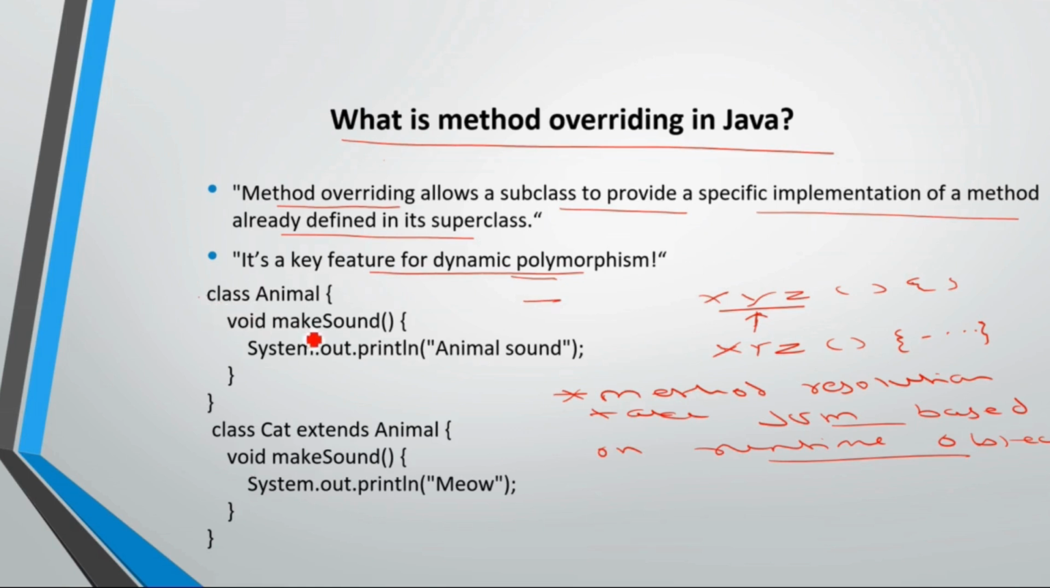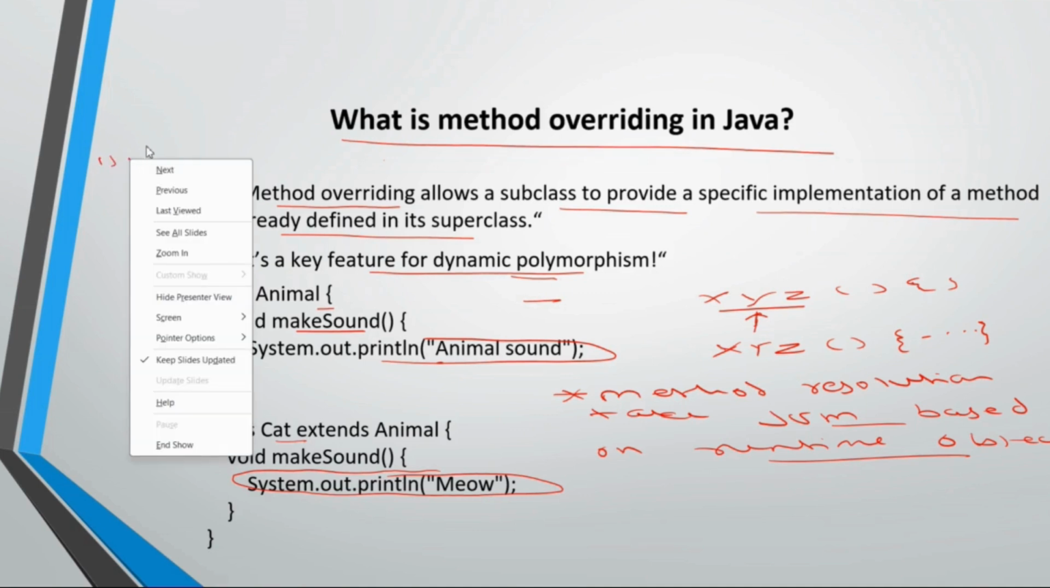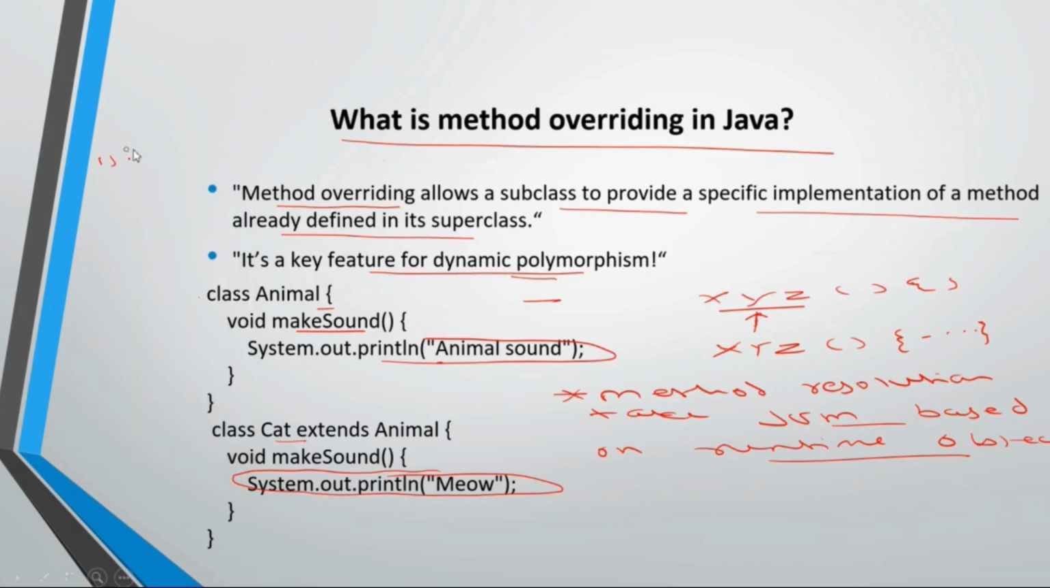I have given a small example over here. You can see, right? We have a make sound method in my animal class, which has this implementation, which is being overridden in the cat class with a different implementation. This is called overriding. So we have 2-3 rules for overriding. Let me quickly summarize them. First rule is that in overriding, the method signature should be the same.